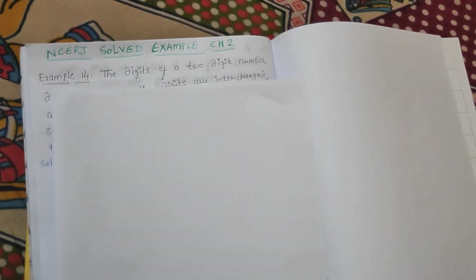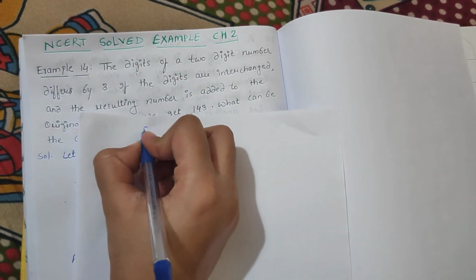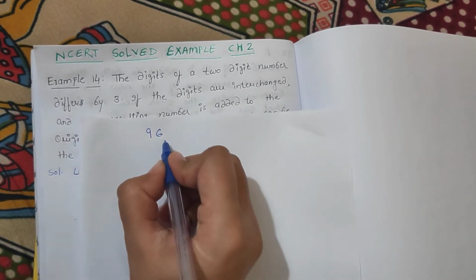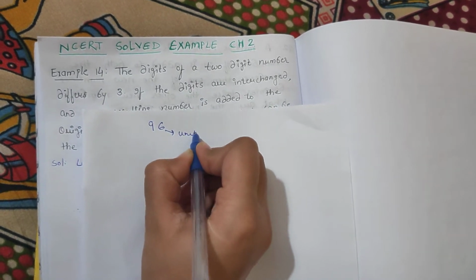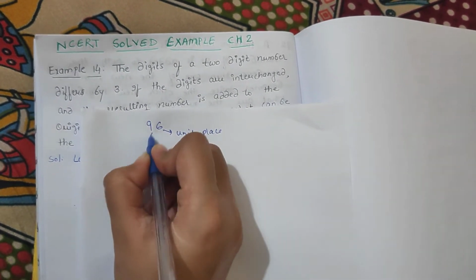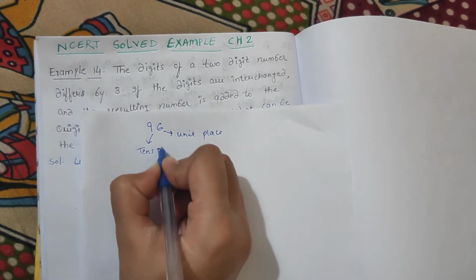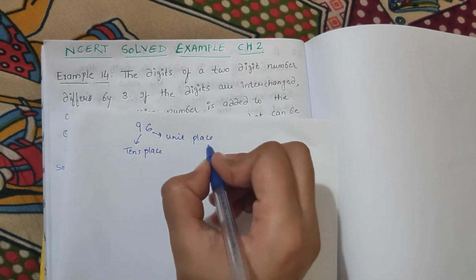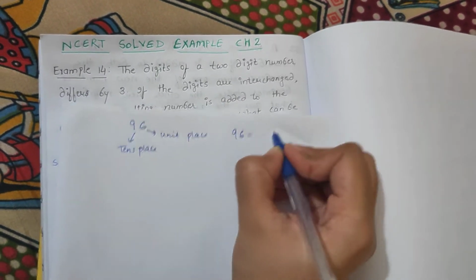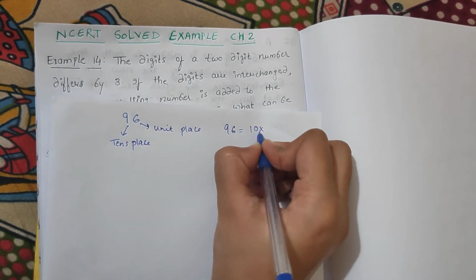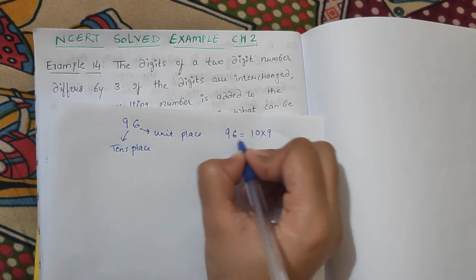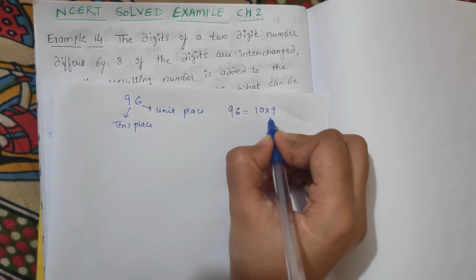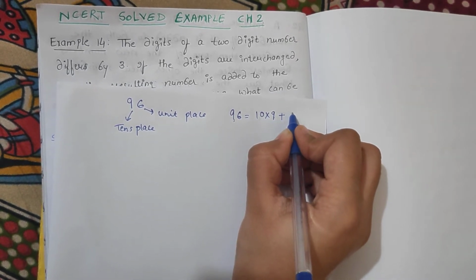I'm taking 96. This is a two-digit number. Here we know that 6 is at unit place, and 9 is at tens place. So how will we write this in expanded form? We have learnt in lower classes that 96 can be written as 10 into the digit at tens place plus the digit at unit place.